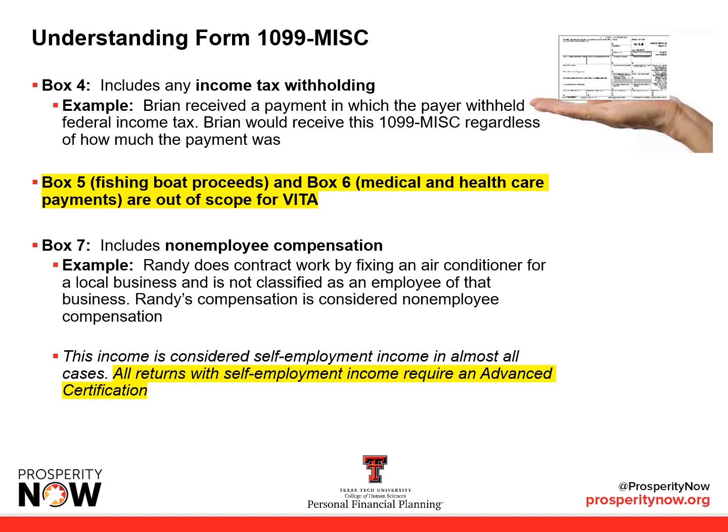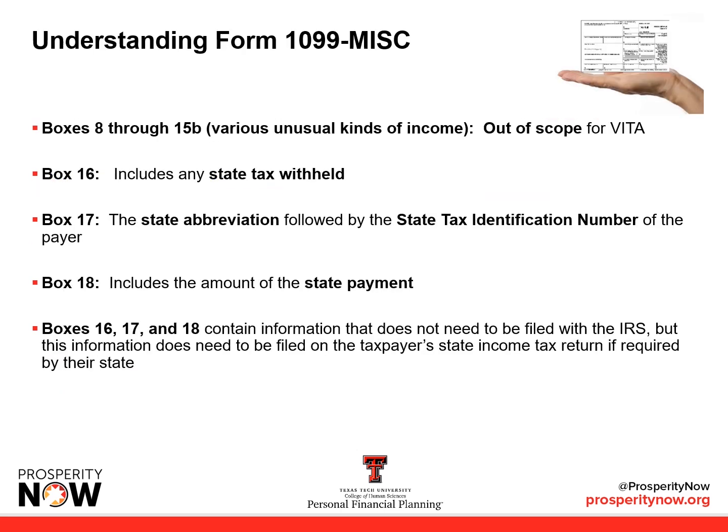Box 7 includes non-employee compensation. For example, Randy does contract work by fixing air conditioners for a local business and is not classified as an employee of that business. Randy's compensation is considered non-employee compensation. This income is considered self-employment income in almost all cases. All returns with self-employment income require an advanced certification. Boxes 8 through 15B, various unusual kinds of income, are generally out of scope for VITA.